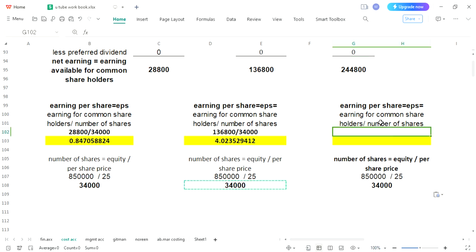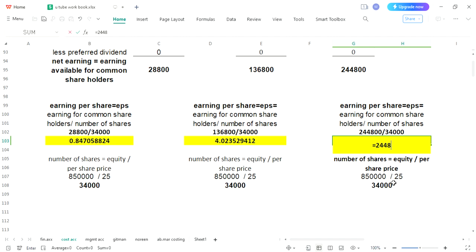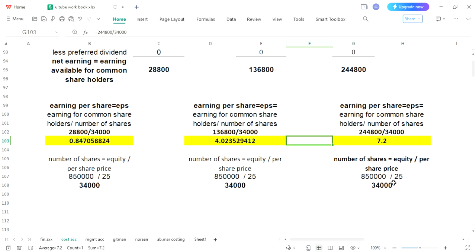Here earning for common shareholders, look over here, it is available for the third part: 244,800, and we will divide it by the number of shares calculated over here, 34,000. Statement is completed. 244,800, and it would be divided by number of shares 34,000. So we have got our third EPS 7.2.